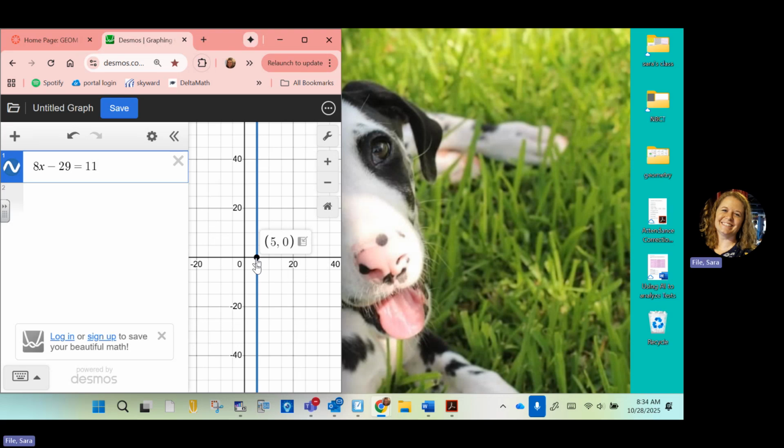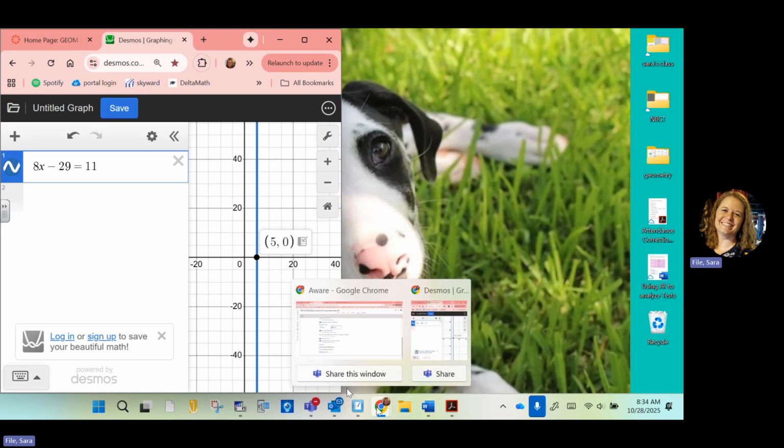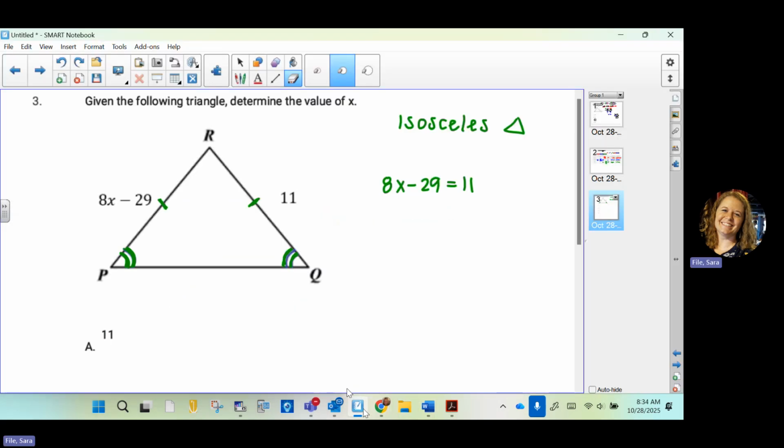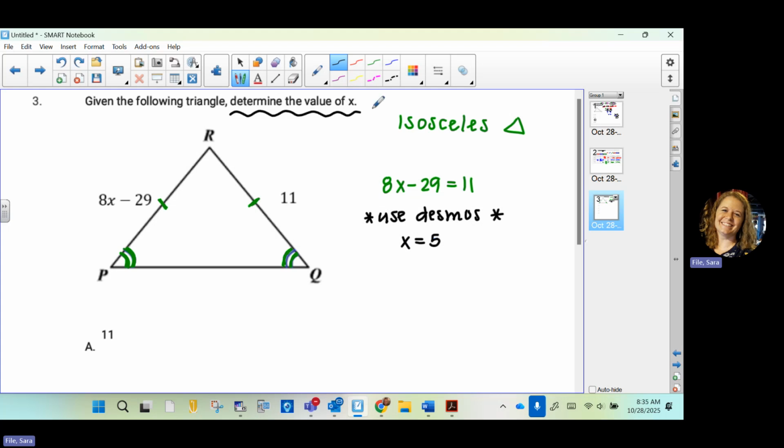Everybody understand how I did that? Okay, so I use Desmos, I plug it in, and I get X is 5. This one, I go back and read. I always go back and read. Determine the value of X. That's all they asked for.